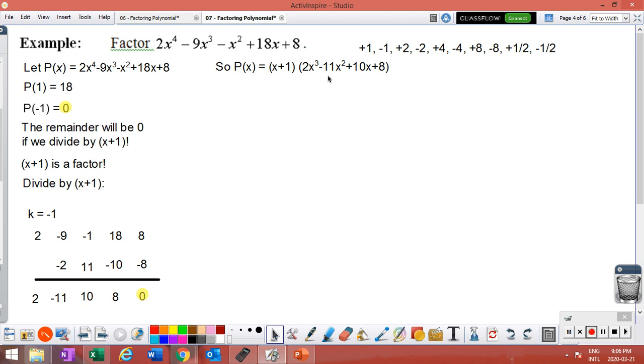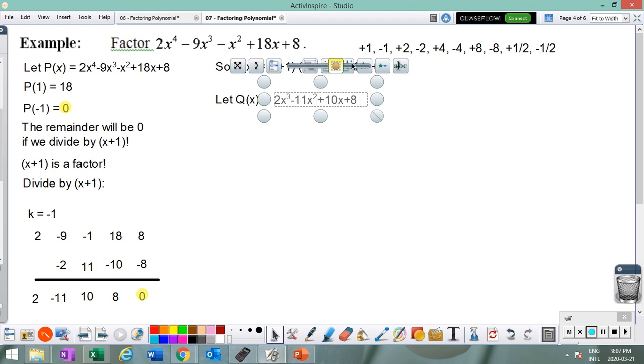Now, here's the good news in this procedure. When you see it the first time, it's a wild procedure, but it's very repetitive. So now we do the same thing again. This new polynomial that I'm getting here, I'm going to call it q of x instead of p of x this time, just to give it a different name so I don't get confused. It's going to be this polynomial part that I still have to factor, 2x cubed minus 11x squared plus 10x plus 8. And then I go again.